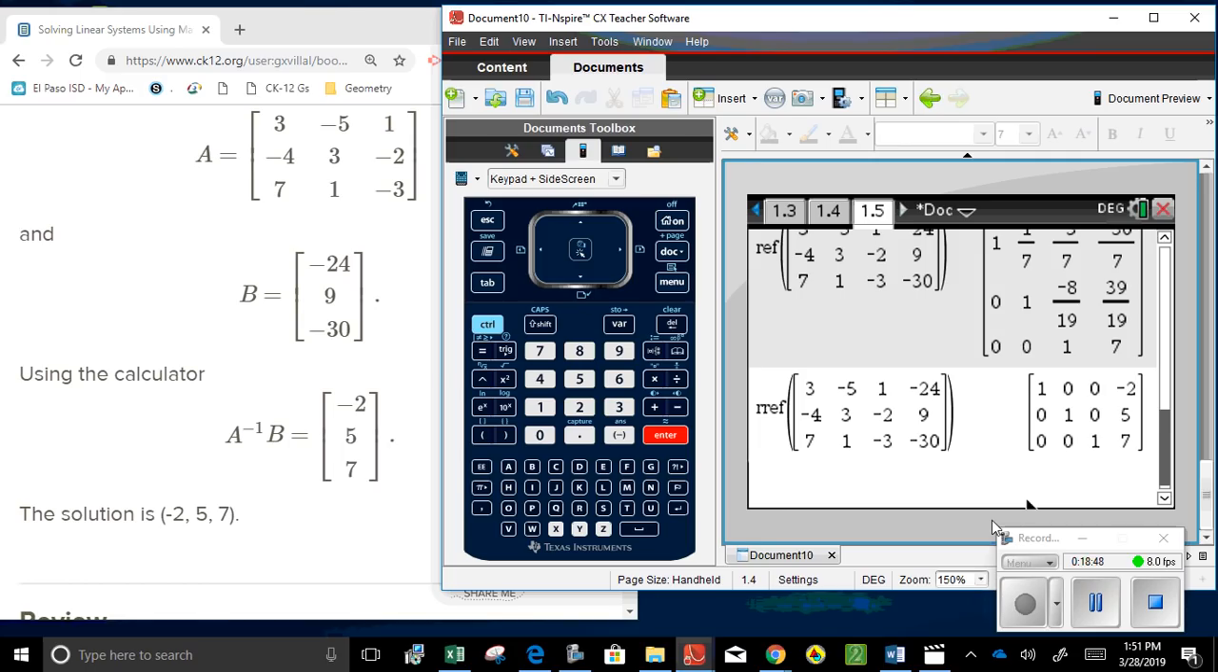How do I read the matrix backwards? This first row tells me that X, with no Y's, no Z's, is -2. And Y, without an X, without a Z, is 5. And this is an equation that has no X's and no Y's, but a Z is 7. So apparently the answer is -2, 5, and 7.